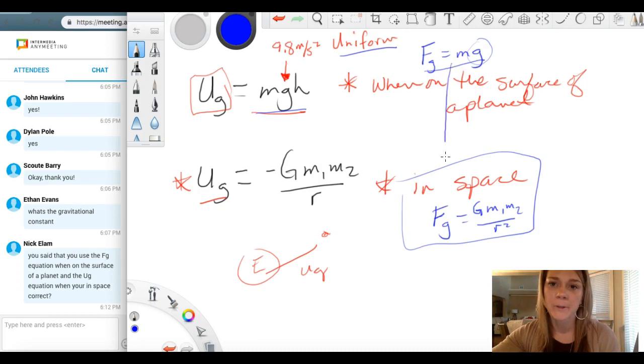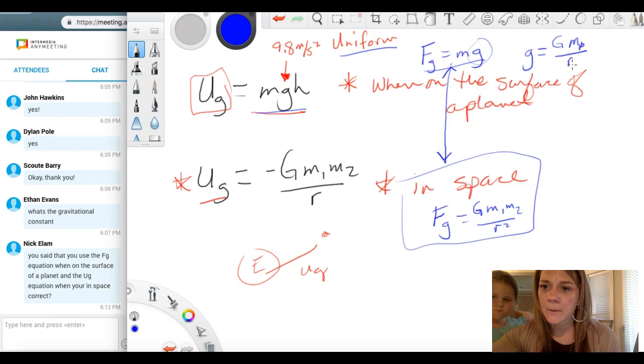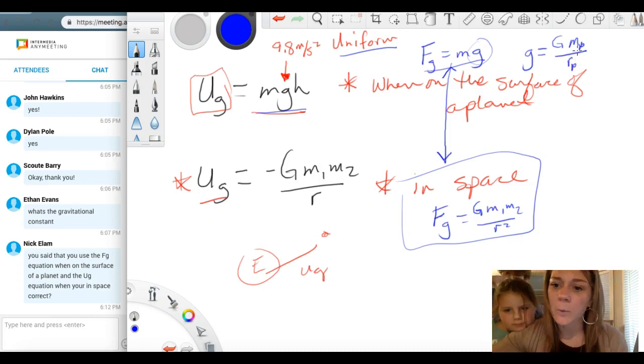So if I compare these two equations right here, I can see that this little g value really is representing big G, mass of the planet, divided by the radius of the planet squared.